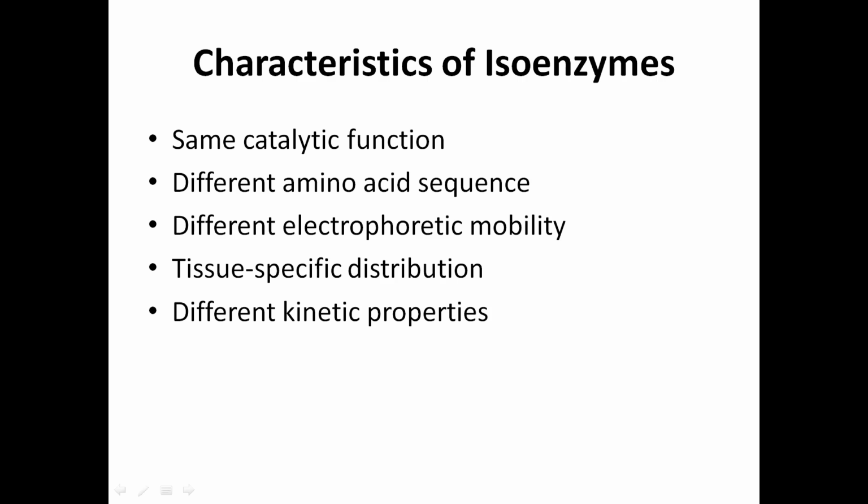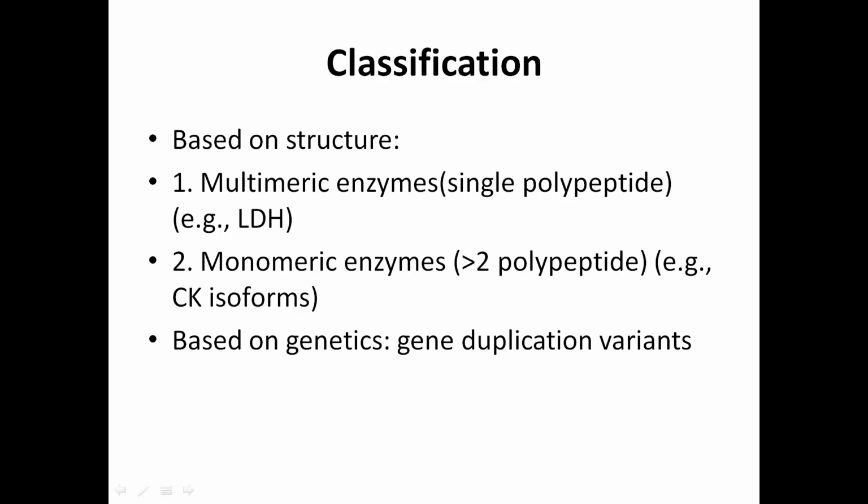Now these are the characteristics of isoenzymes. There are mainly 5 characteristics of isoenzymes. They catalyze the same catalytic reactions. They have defined amino acid sequences, defined electrophoretic mobility, tissue specific distributions, and defined kinetic properties. Now here is the classification based on structure and based on genetics.